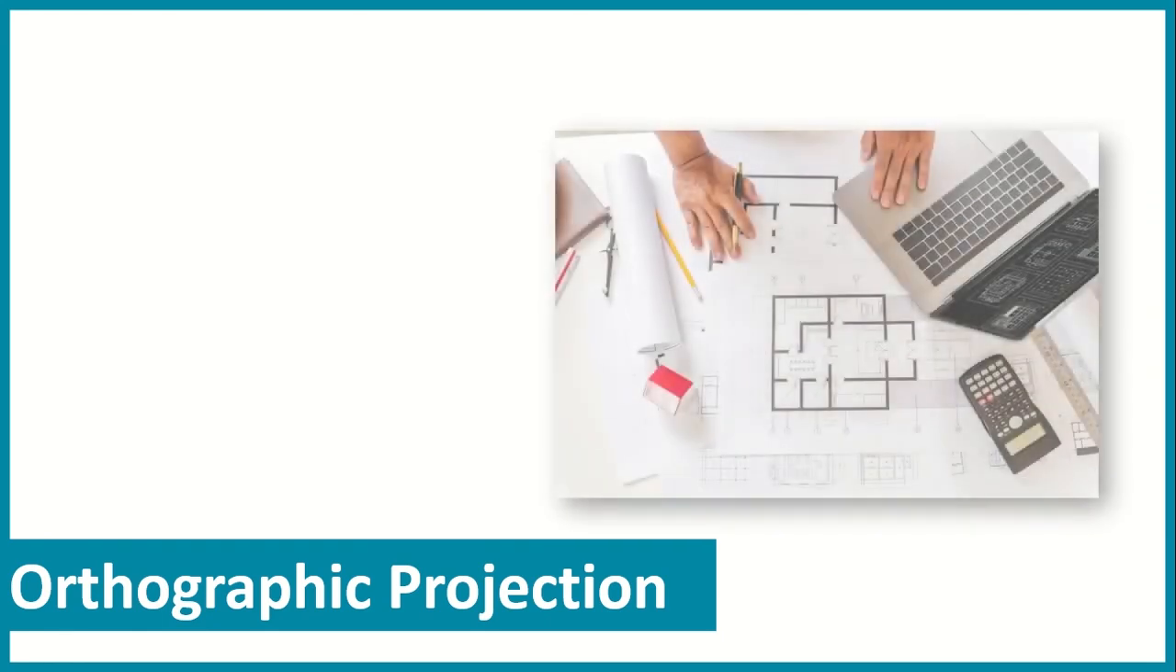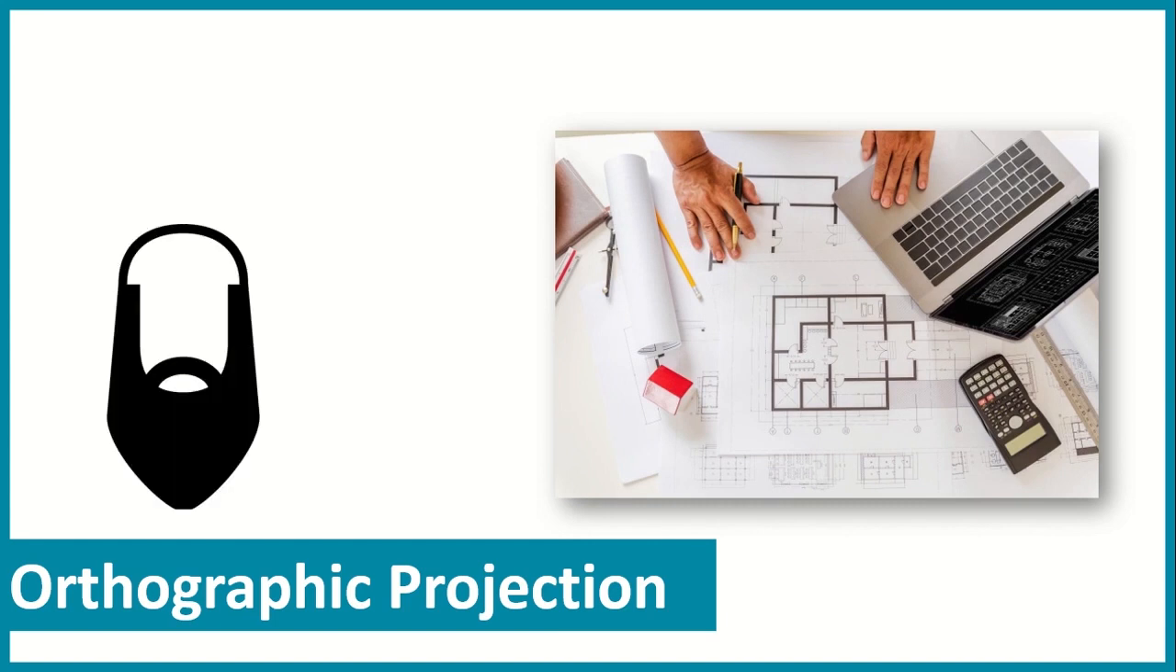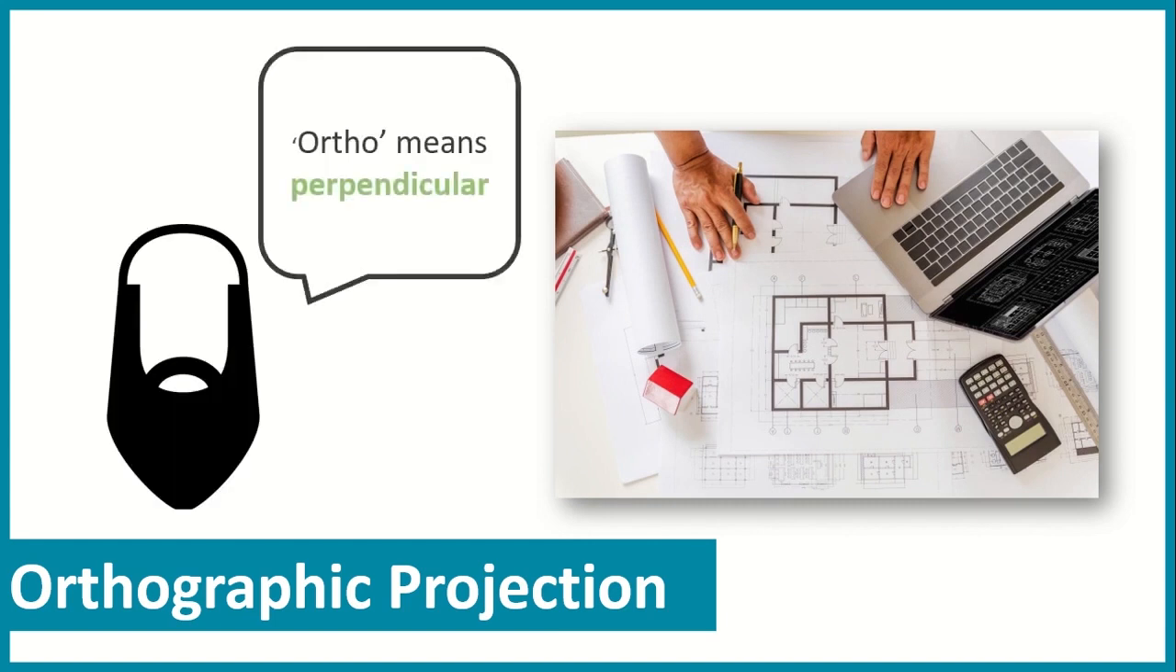A more accurate form of drawing is known as orthographic projection, which does maintain the relationships between height, width and depth on a drawing. The term orthographic originates from the Latin word ortho, which means perpendicular. This concept of perpendicular will become evident as we explore orthographic projection further throughout this video.